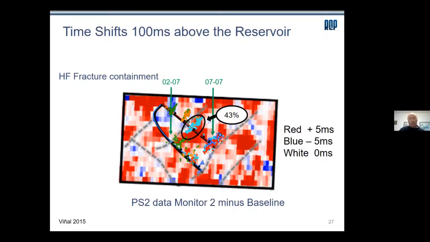And in this case, this is also the area where we have positive time shifts, which tells us that the frac is not going outside of the reservoir. In other words, we have containment of that hydraulic fracture. And in the 2 of 7 well, the same thing occurs. We have these areas where we have effective containment, but we also have some areas near the toe of that well in which we don't.